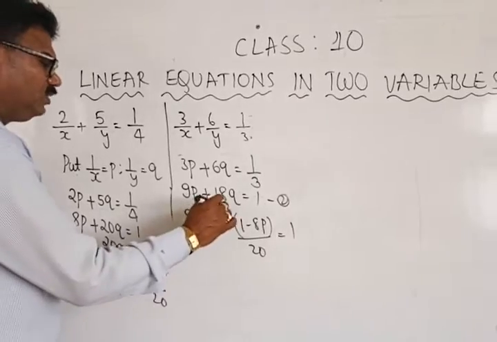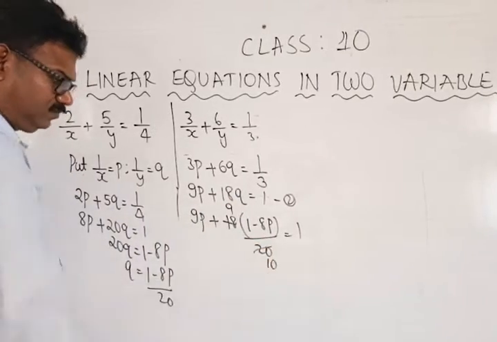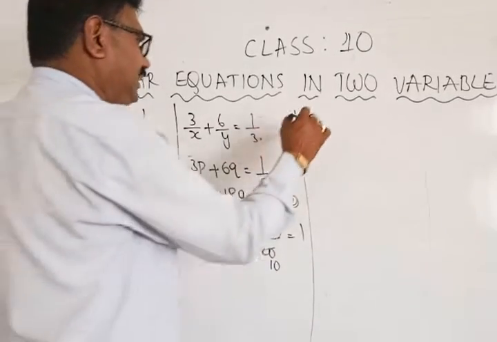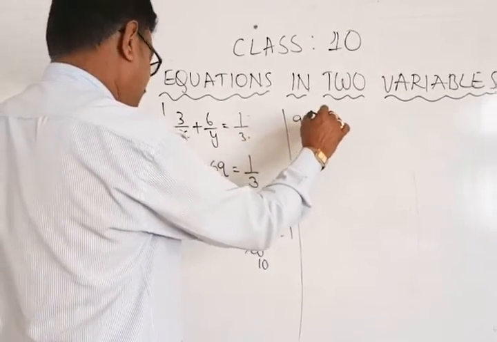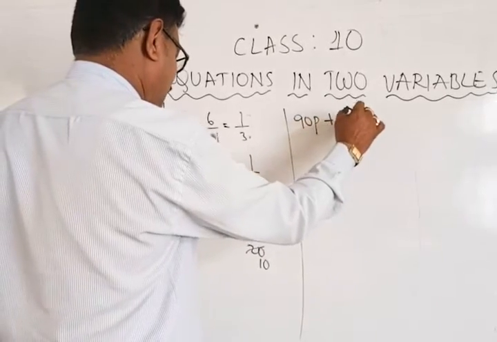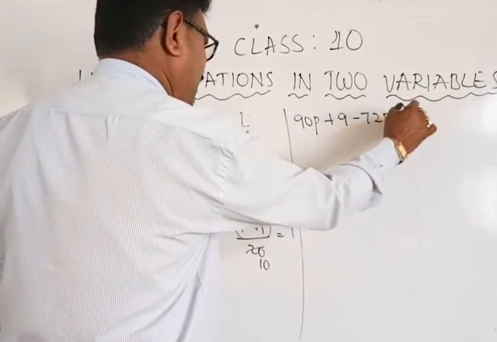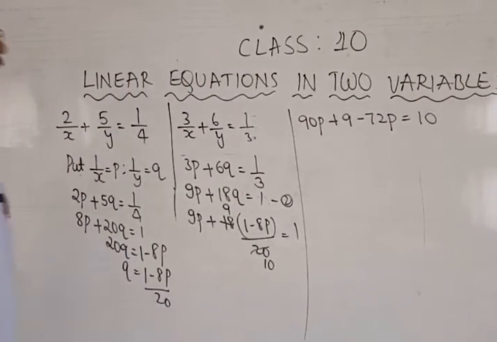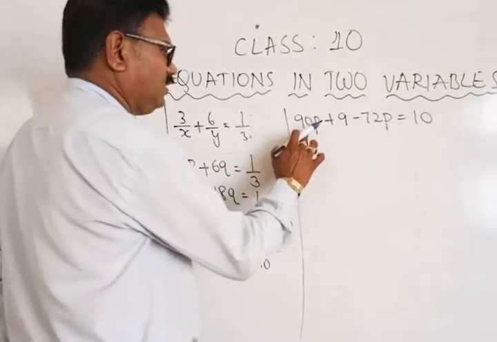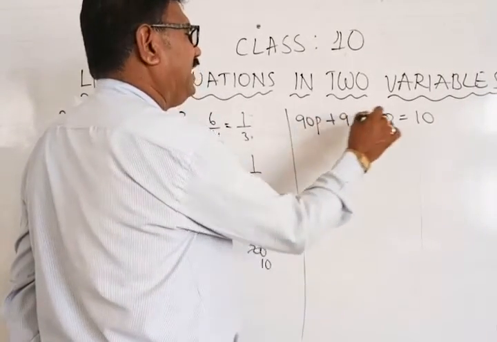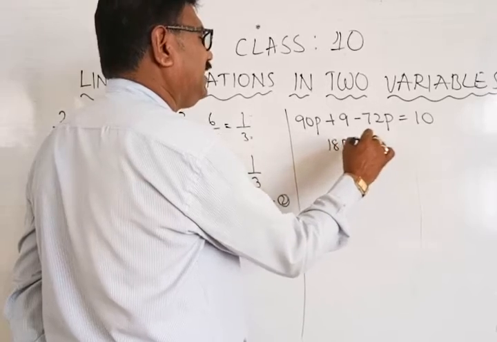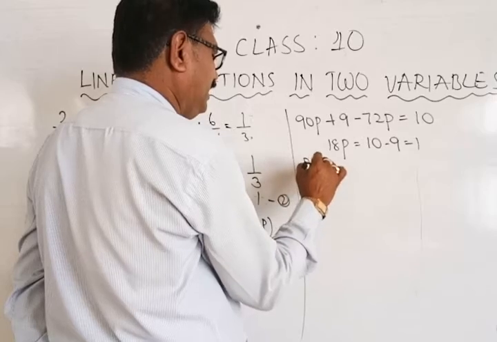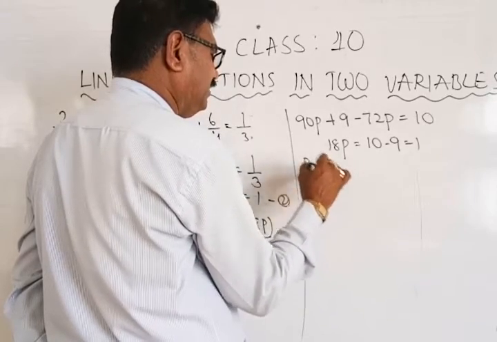Now multiply with 10. 10 into 9, 90p plus 9 minus 72p equal to 10. Now very simple. 90p minus 72p, that is nothing but 18p equal to 10 minus 9 equal to 1. Therefore, p equal to 1 by 18.